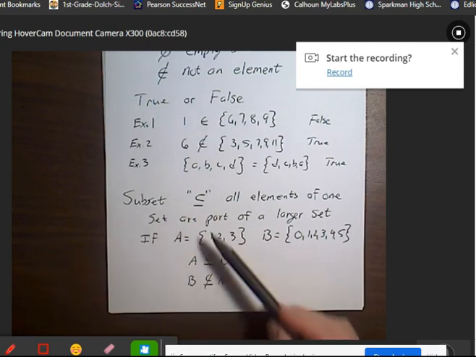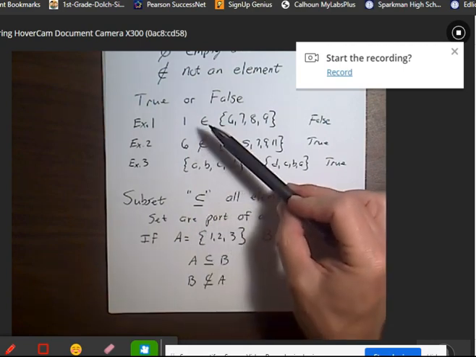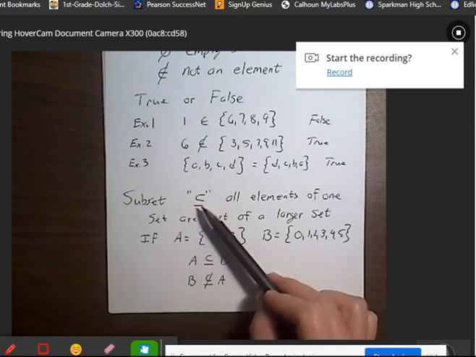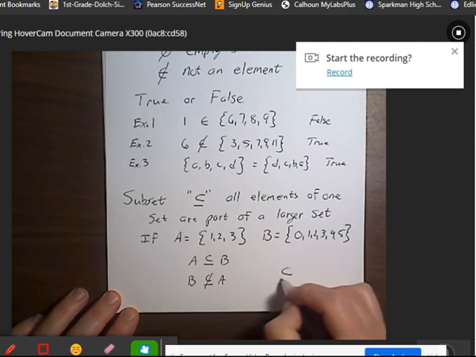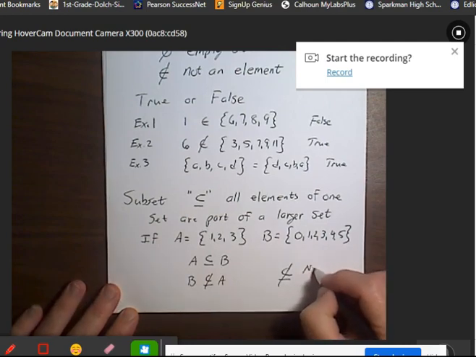So just like when they used the notation back up here earlier, when you put the slash through it, same thing here: if you put the slash through that, that means it's not a subset.